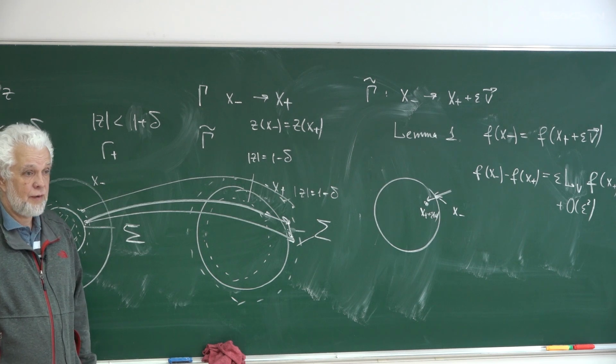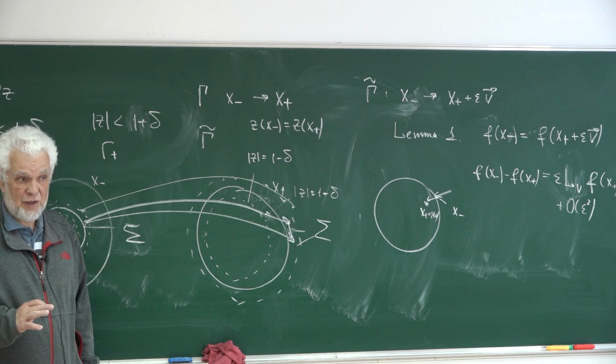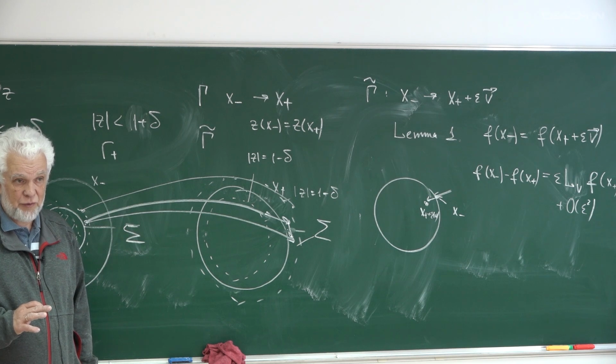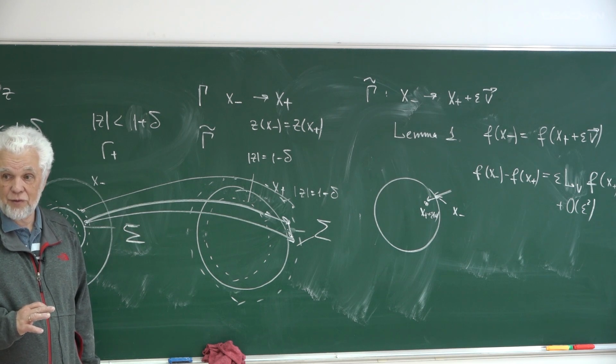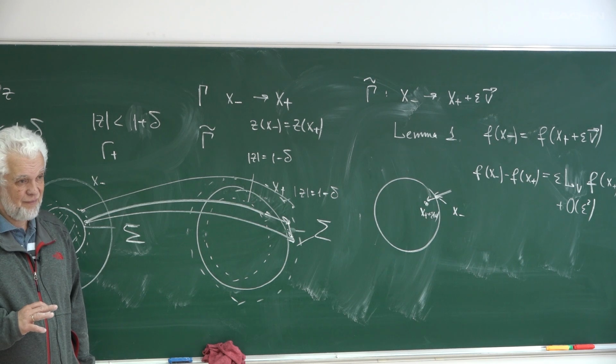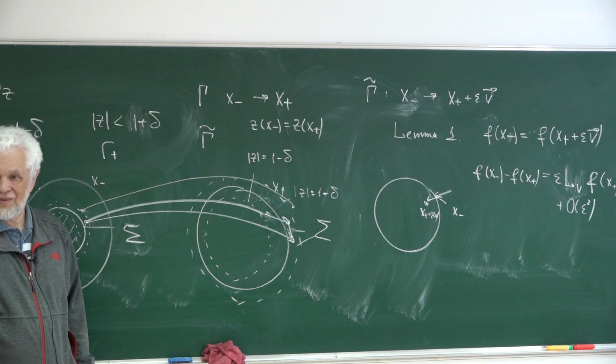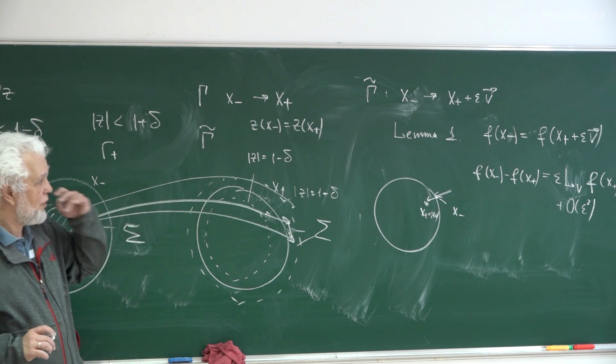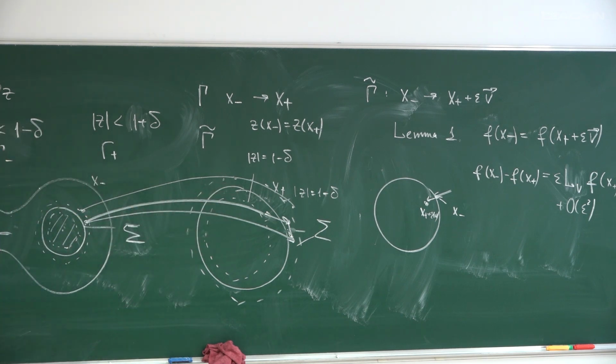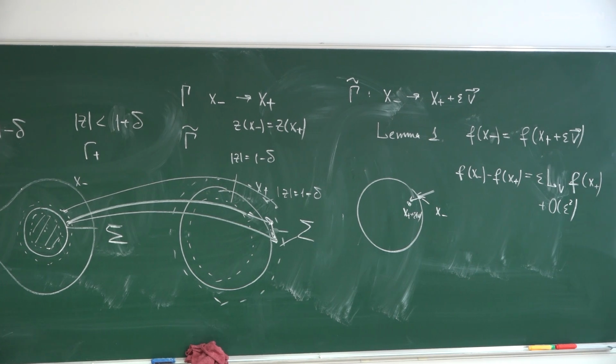LV means lead derivative. For functions, it is the ordinary derivative with respect to V, but I prefer to write lead derivative for tensors. You see? So we obtain this discontinuity. You see?